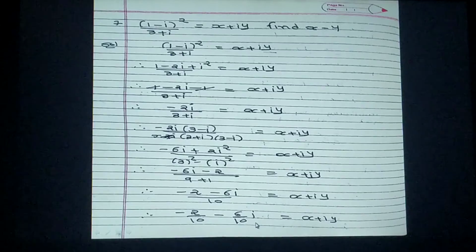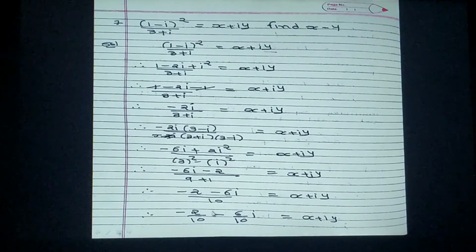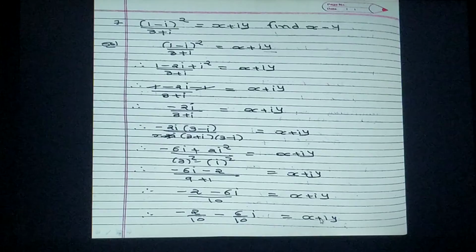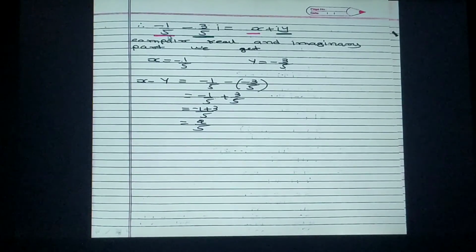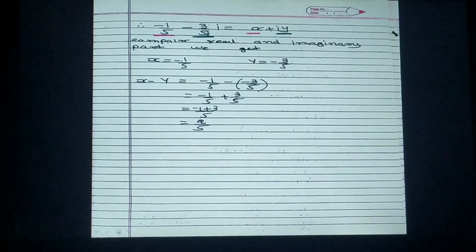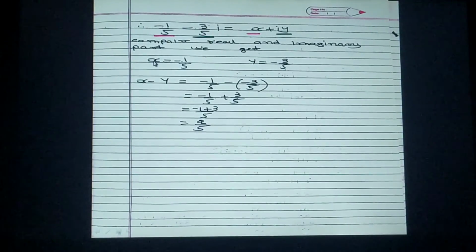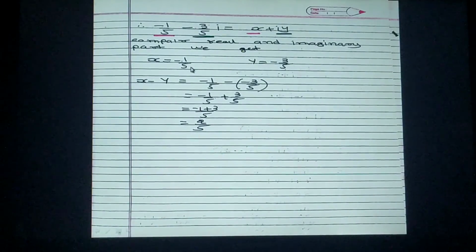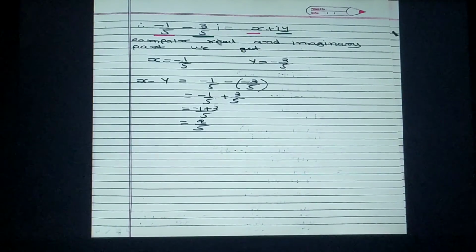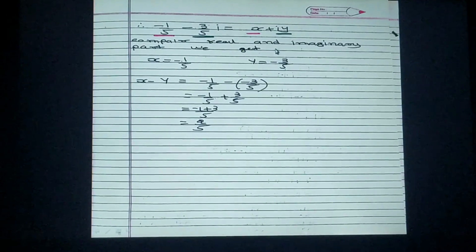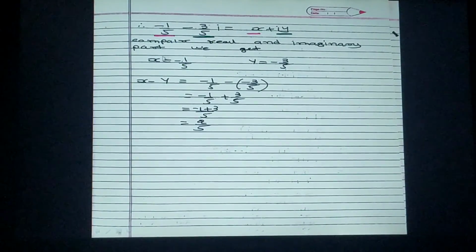So now on both sides we have the standard form a plus ib, c plus id. Minus 2 by 10 is minus 1 by 5, and minus 6 by 10 is minus 3 by 5 into i is equal to x plus iy. Now compare the real and imaginary parts. On the left hand side the real part is minus 1 by 5, and on the right hand side the real part is x. So x is equal to minus 1 by 5, and comparing the imaginary part, minus 3 by 5 is equal to y. So we have x and y.